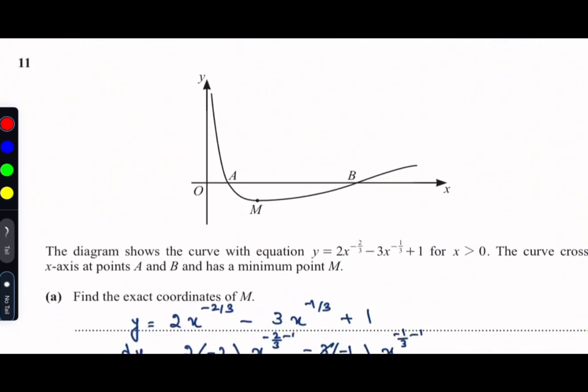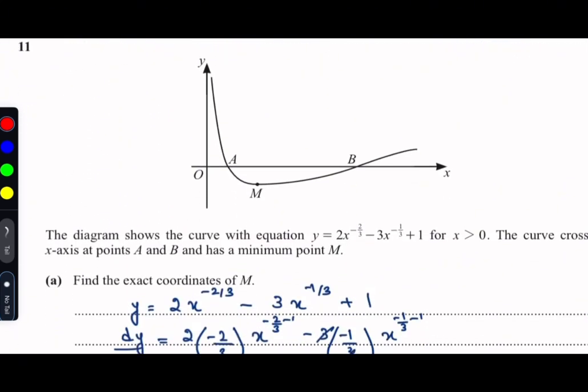Now moving to the next question, question number 11. It says that the diagram shows the curve with equation y equals 2x to the power minus 2 by 3 minus 3x to the power minus 1 by 3 plus 1, x greater than 0, and the curve crosses the x-axis at A and B and has the minimum point at M. So the first part of the question says find the exact coordinates of M.